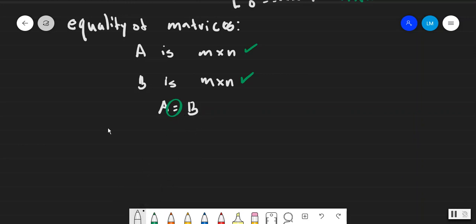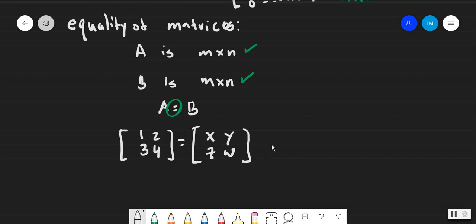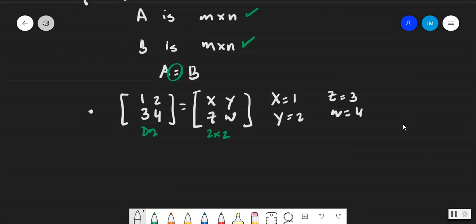So one way to demonstrate that is to say, for example, if you have 1, 2, 3, 4, and then you have that this is equal to x, y, z, and w, well, basically this tells you that x is equal to 1, y is equal to 2, z is equal to 3, and w is equal to 4. But it was only possible if the dimensions were the same, which in this case they are. So you have a 2 by 2 and you have a 2 by 2. So in this case, in terms of matrix equality, this actually does hold.